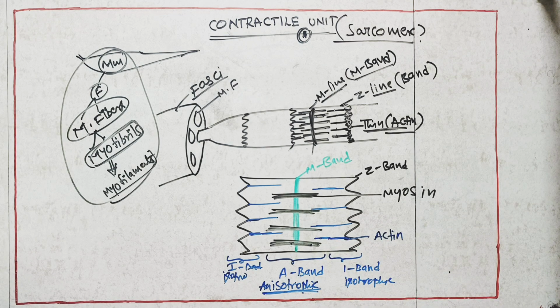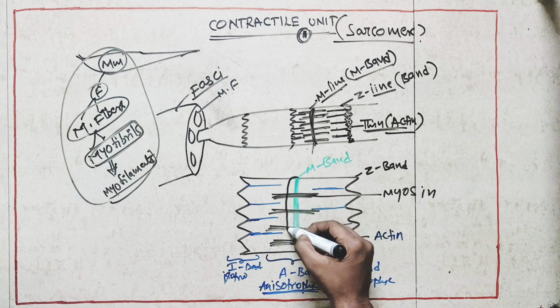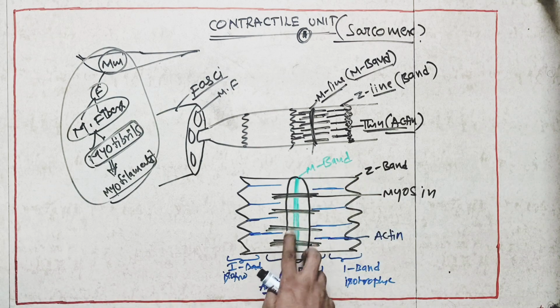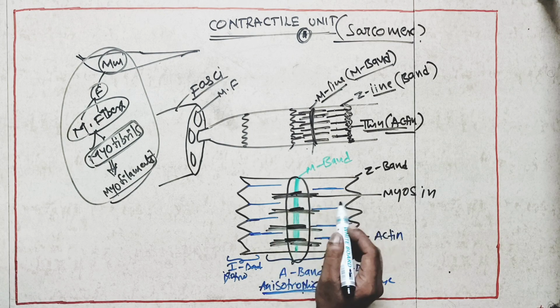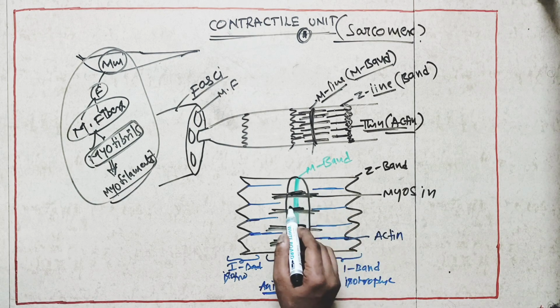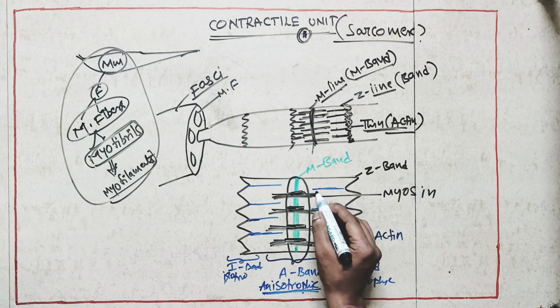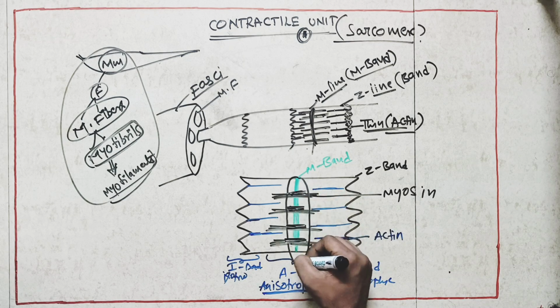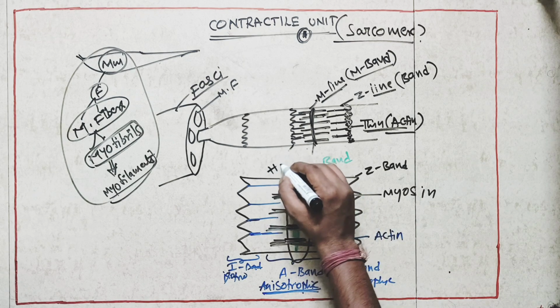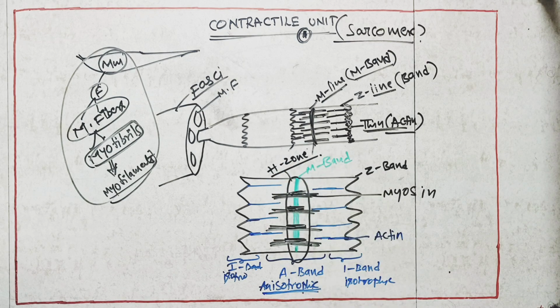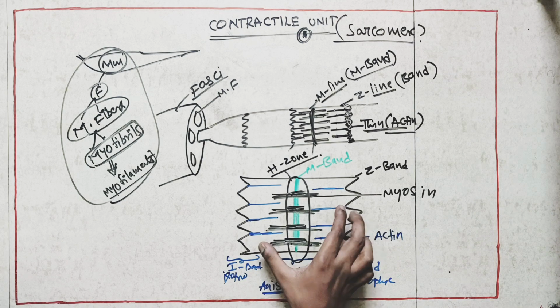And one more point, observe this portion: the portion where the thick filament is not in contact with the thin filament, or near the thin filament, this zone is called the H zone. So these are the structures of the sarcomere.